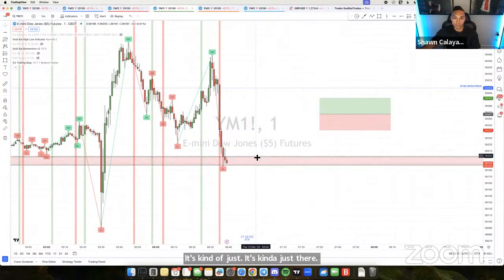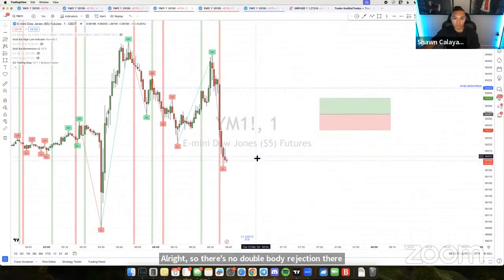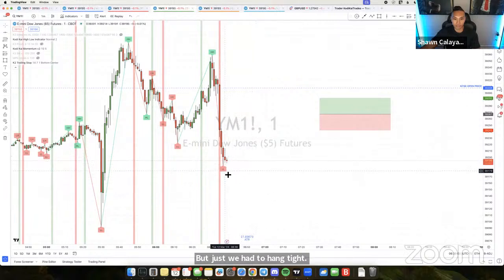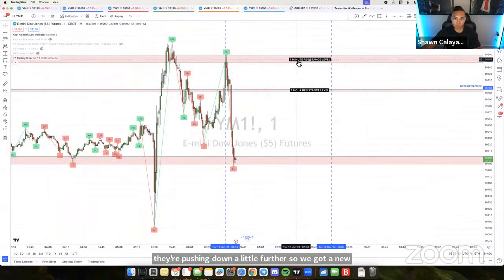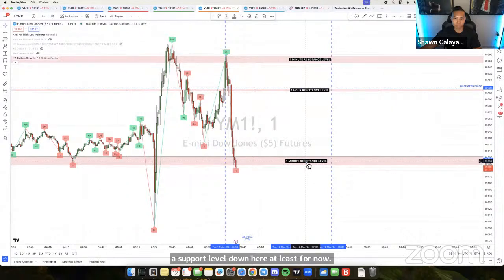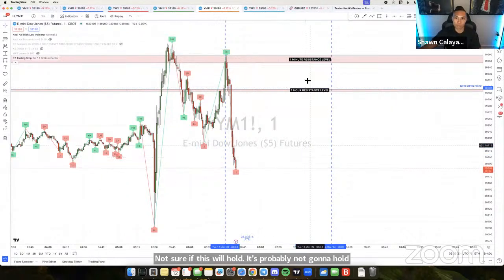All right, so there's no double body rejection there yet. We have to hang tight. The volatility is probably going to die down. I hope it pushes down a little further so we get a new lower low here, but if not, that's fine. We're not going to get a double body there, at least not yet. So we do have a support level down here, at least for now. Not sure if this will hold. It's probably not going to hold, so I'll just leave this alone for now. The lower low is pushing further.